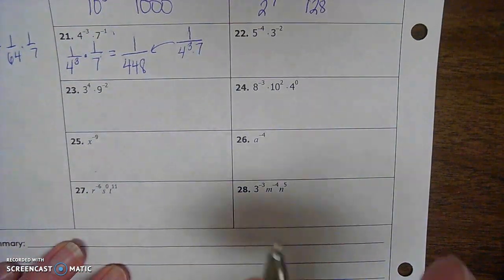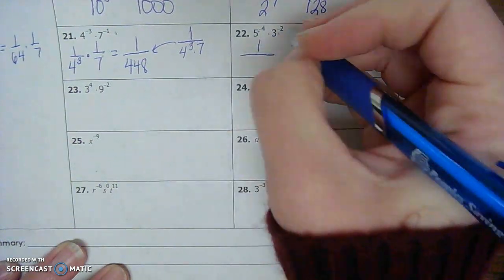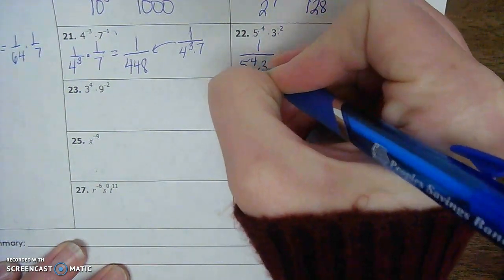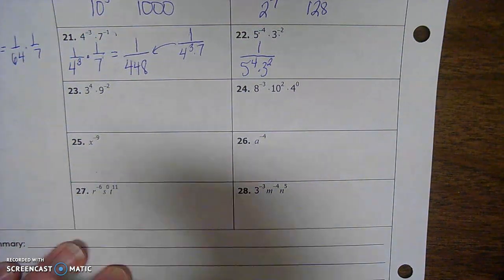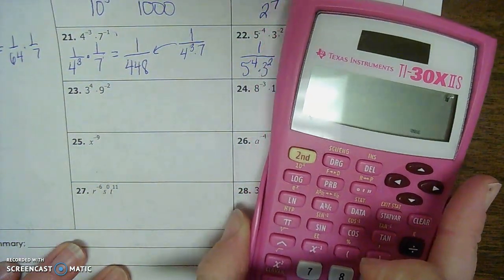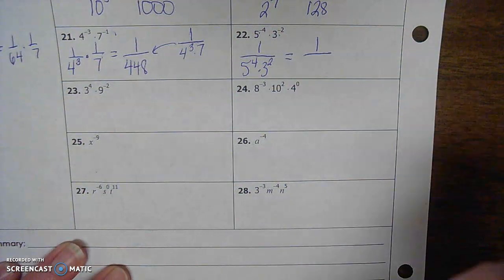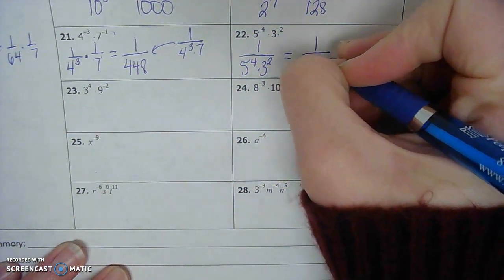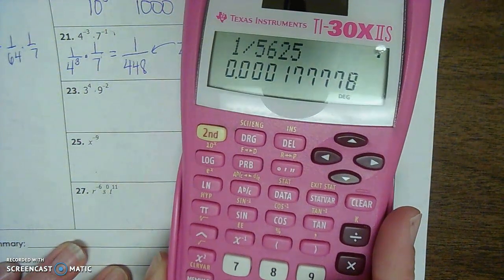So let me do that for 22. These are both negative exponents, so I know they're both going down. So 1 over 5 to the fourth times 3 squared. Again, if you don't like that and you want to do two separate fractions and then combine them, that is totally fine. Otherwise, you could do 5 to the fourth times 3 squared, and we get 5625. So that's going to be a very, very small number if we type it in. That's what it looks like.